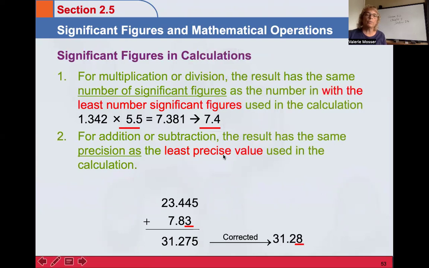So here's all the rules on one page. For multiplication and division, the answer can have no more sig figs than the number with the fewest. For addition and subtraction, the answer has to have the same precision as the least precise value.